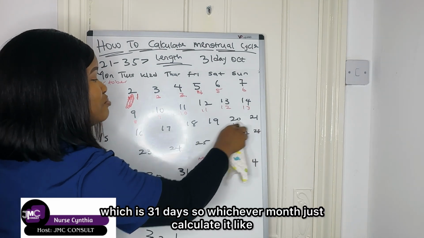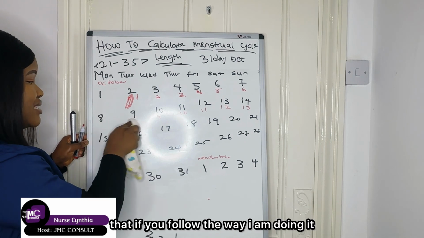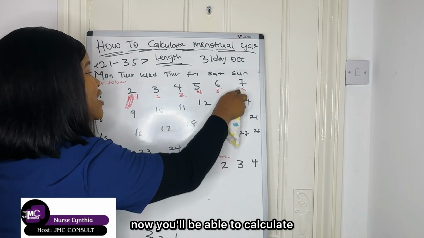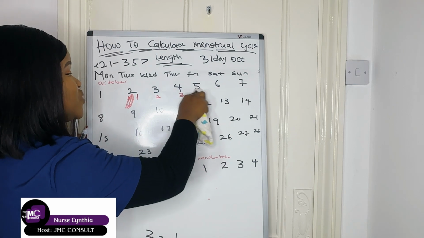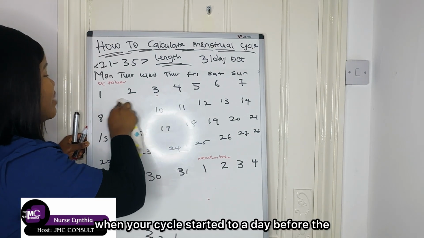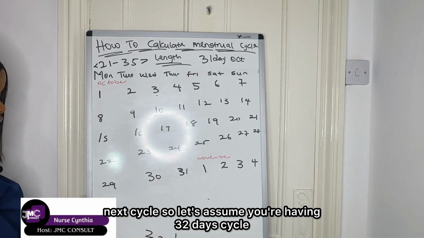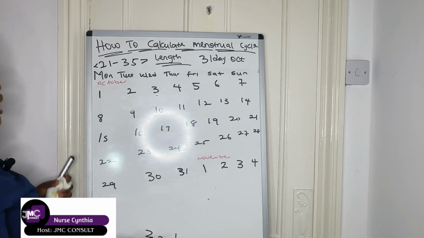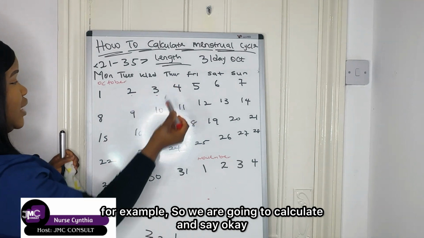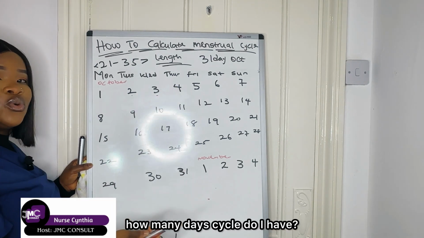So whichever month, just calculate it like that. If you follow the way I am doing it now, you'll be able to calculate, even if it's February that has 28 days, when your cycle started to a day before the next cycle. So let's assume you're having a 32 days cycle and your menstruation starts on the 2nd, for example.